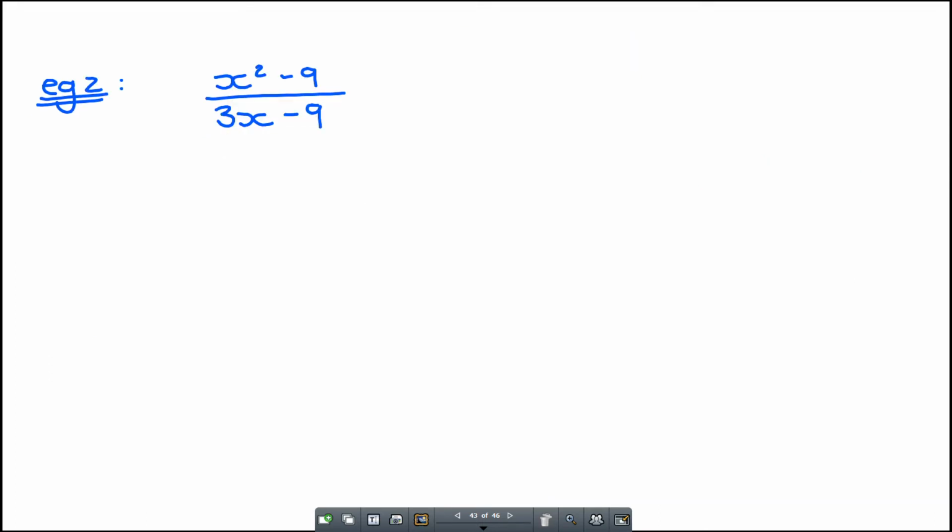Okay. Thank you. Example 2. Now, people, as I said just now, treat the top of the fraction and the bottom of the fraction as two separate sums. Let's say I gave you the top one, x squared minus 9. How would you then factorize? X plus 3. Yes. That will be x plus 3, x minus 3, because it was a difference of two squares.